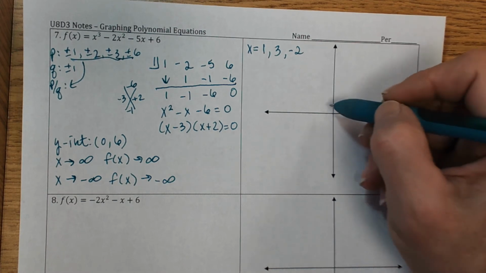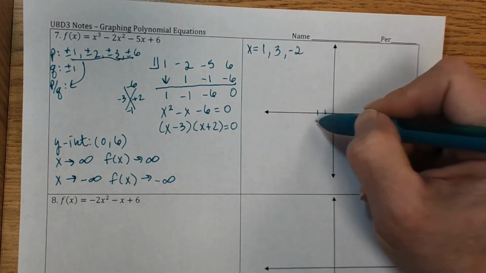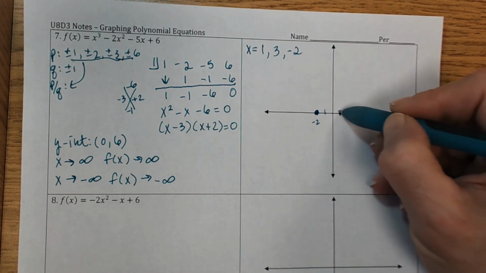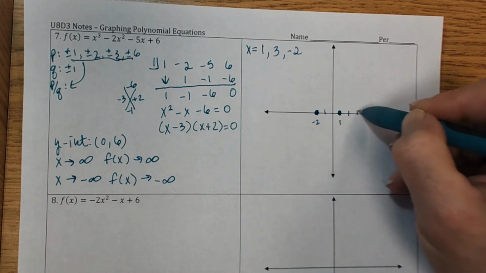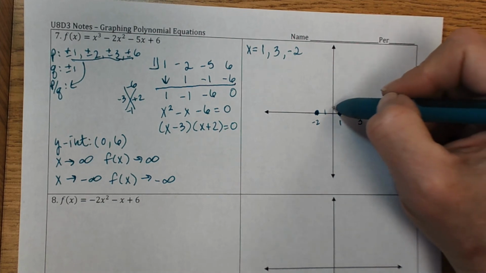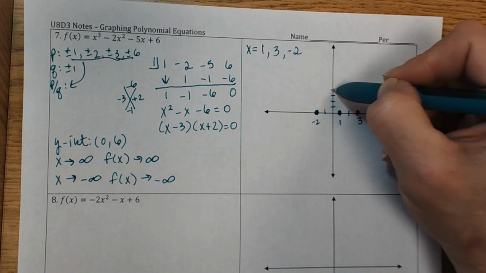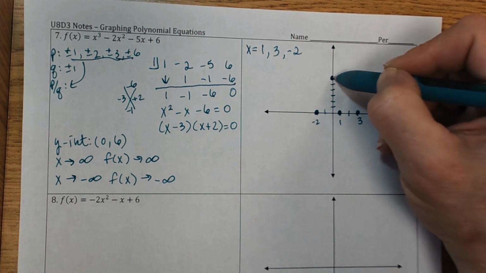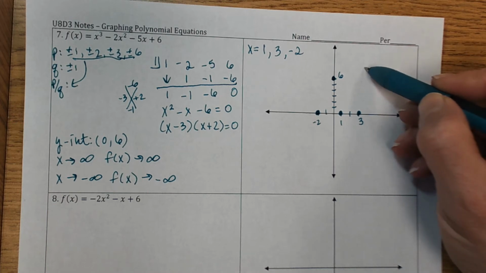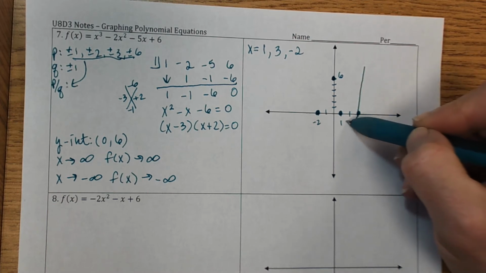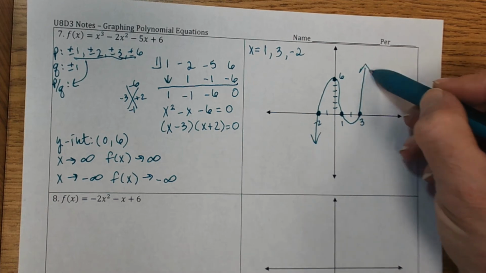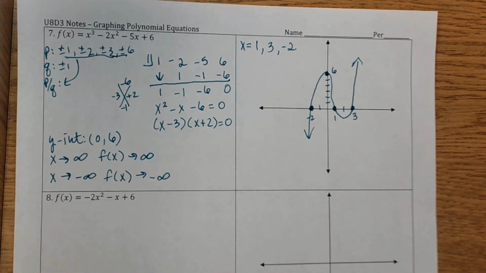So now we plot our points. We have -1, -2, there's the 0. We have 1, and we have 3. And then our y-intercept is at 6, so we're going to go 1, 2, 3, 4, 5, 6. Again, we're starting above, so we start our line, we go through, we go up to that 0, and then we go back down. So there is our graphed polynomial.